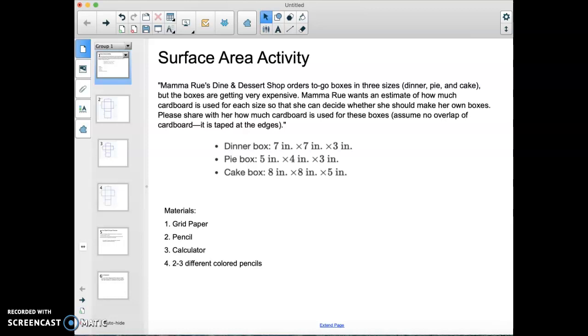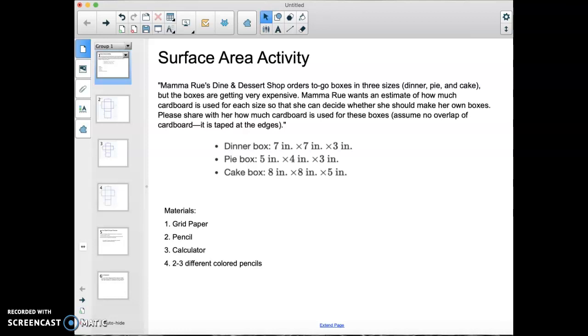Mama Rue's Dine and Dessert Shop orders to-go boxes in 3 sizes: dinner, pie, and cake. But the boxes are getting very expensive. Mama Rue wants an estimate of how much cardboard is used for each size so that she can decide whether she should make her own boxes. Please share with her how much cardboard is used for these boxes.